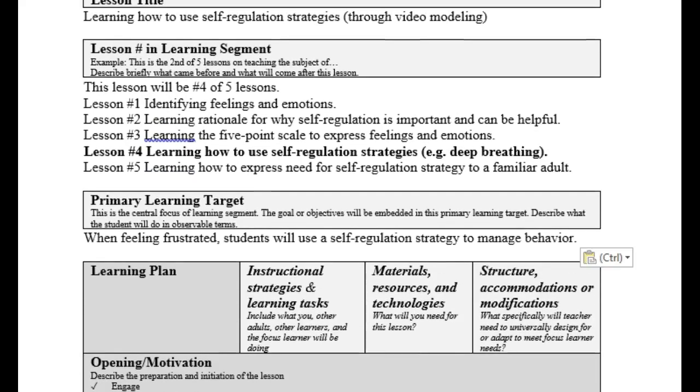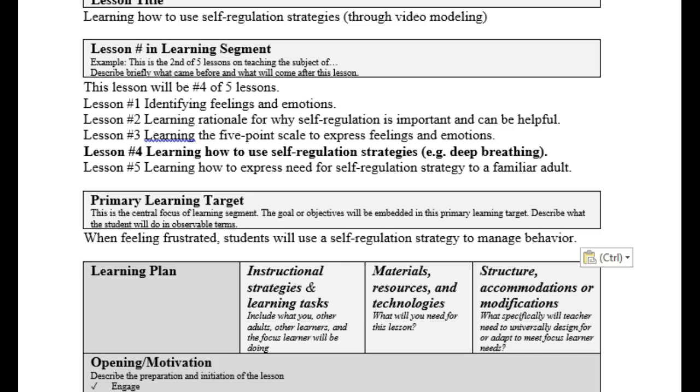Now, you need to determine where the lesson falls in a learning segment. So this particular lesson will be lesson 4 out of 5 lessons. The first lesson will be identifying feelings and emotions. The second will learn the rationale for why self-regulation is important. It can be helpful. The third will be learning the 5-point scale to express feelings and emotions. And this will be lesson 4, learning how to use self-regulation strategies, deep breathing. Lesson 5 will be learning how to request the need for self-regulation strategy to a familiar adult.